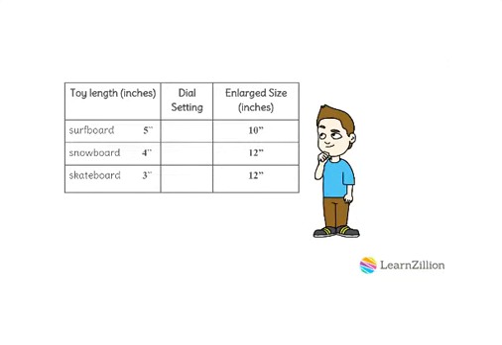Jacob is using his scale-o-matic machine to change some toys to a larger size. He needs to program the digital multiplication dial to the correct setting so each toy will be enlarged to the desired length. The values on the knob indicate how many times larger the scale-o-matic will make the object.